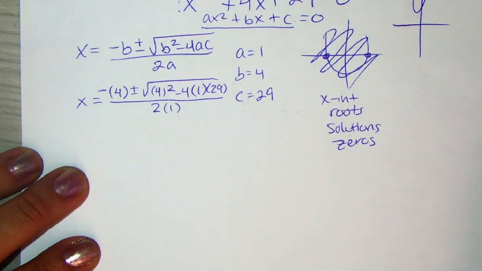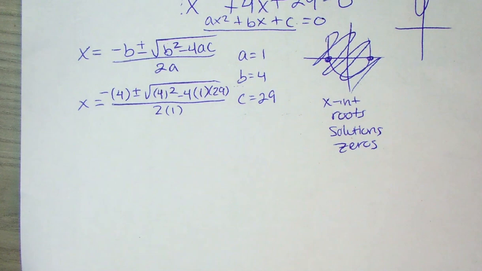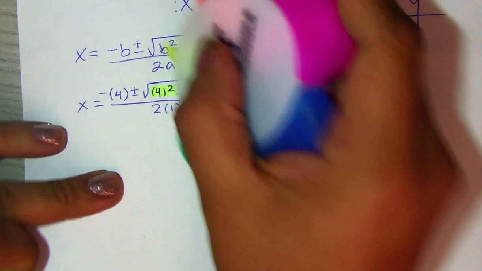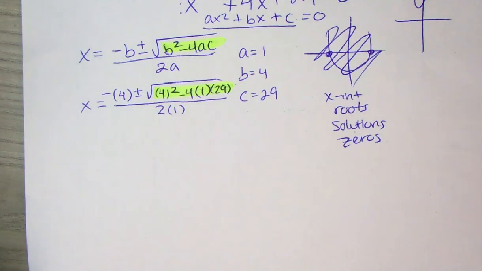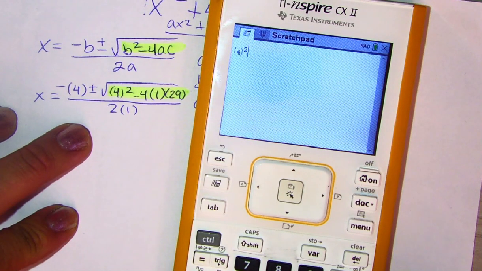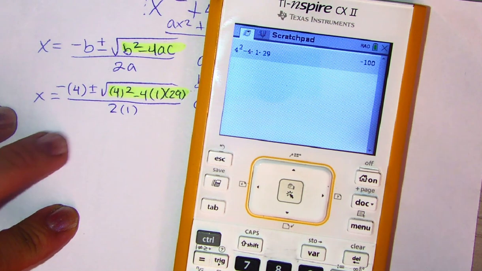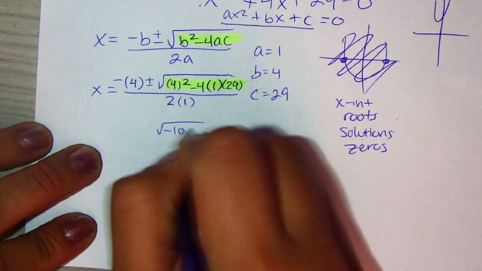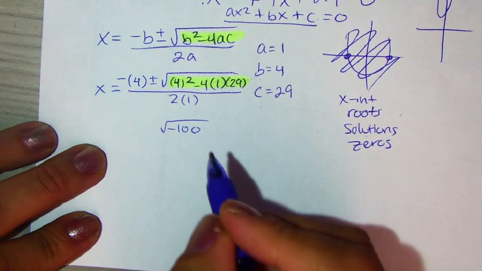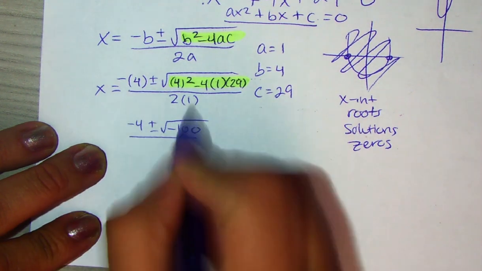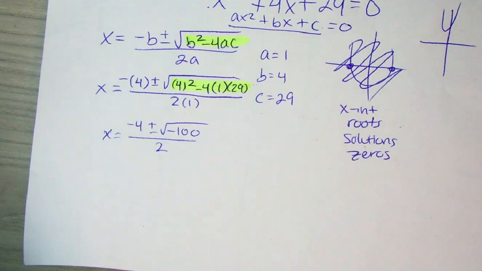So the next step here is to focus on simplifying the discriminant. And the discriminant is this inside part of the square root, the b squared minus 4ac. If you have your calculator, just type it in. So you're going to have 4 squared minus 4 times 1 times 29. And that will give you negative 100. So that results in you writing the square root of negative 100. And then we might as well simplify this other part as well. So we're going to have negative times 4, which is negative 4, and then 2 times 1, which is 2. So this is what you have so far.